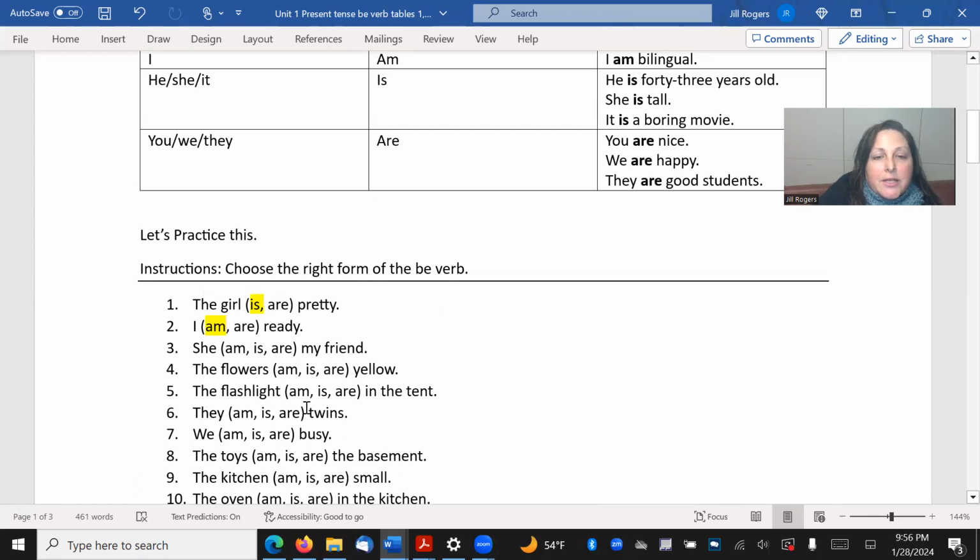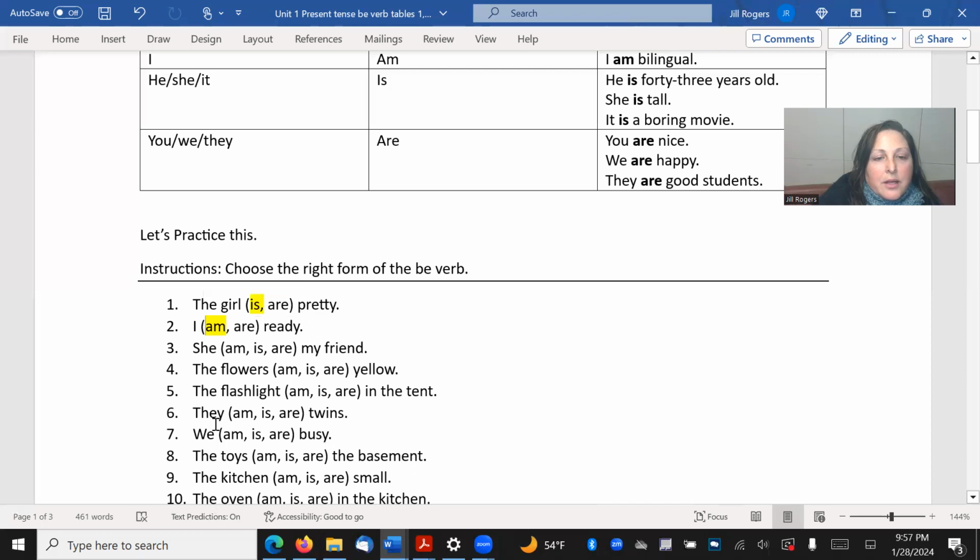The flashlight am in the tent. The flashlight is in the tent. The flashlight are in the tent. So you ask yourself, is this singular or plural, right? Is it a thing or an animal? Or is it a person?